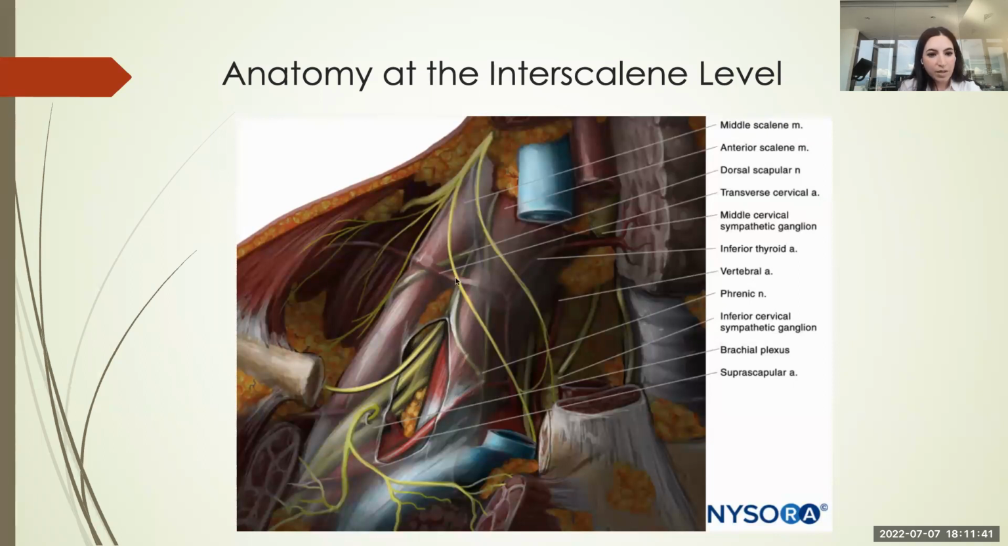And I just wanted to make a note that the phrenic nerve that you can see running along the surface of the anterior scalene muscle is in very close proximity to the brachial plexus at this level. And so it's essentially almost always blocked with this approach with the volumes of local anesthetic that we use here. So it's one thing to think about when you have a patient who has baseline respiratory compromise. This particular block may not be suitable for that patient.